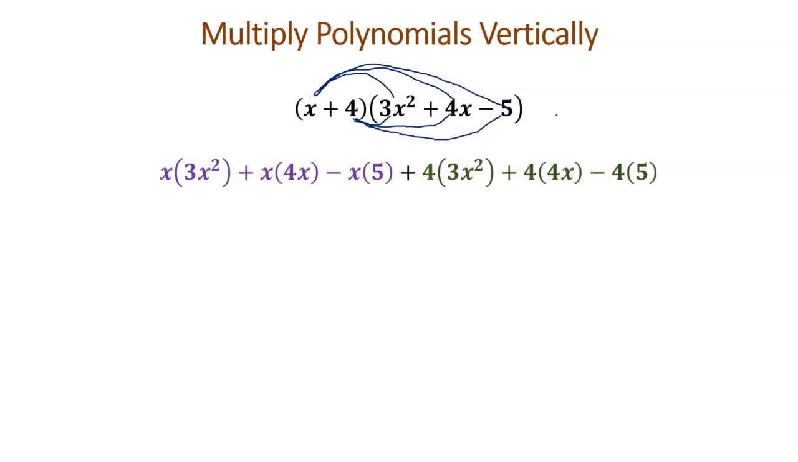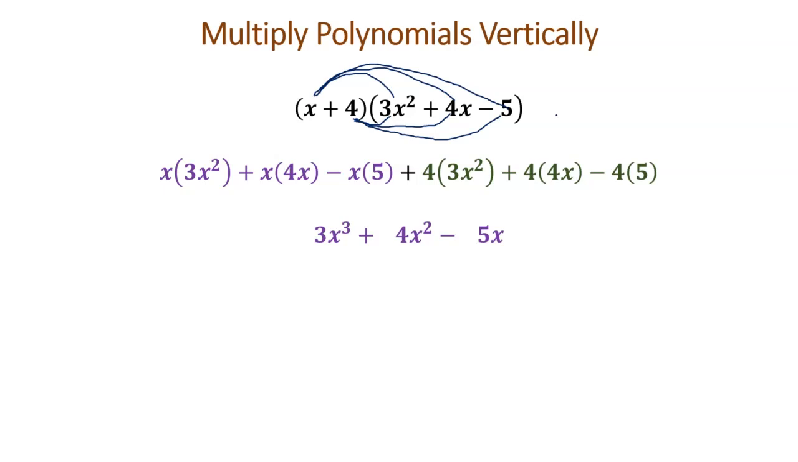So if you see that the first time when I multiplied, I wrote that in a purple color. That's x with 3x squared, x with 4x, and x with negative 5. When I wrote with the 4 times 3x squared, and then 4 times 4x, and 4 times negative 5, that's in my green font. So I will put my purple fonts first on the top when I multiply. So here we go. So x times 3x squared will give me 3x cubed, plus x times 4x will give me 4x squared, and negative x times 5, which is the same thing as negative 5x.